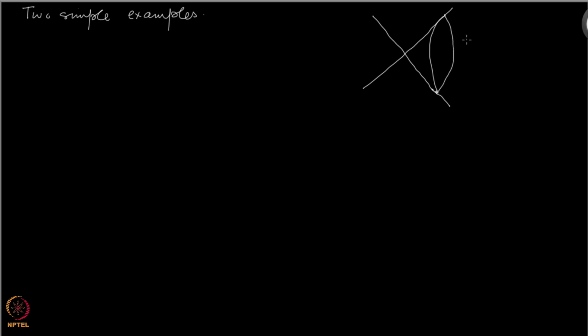Okay, I want to give two simple examples. So, first is this Feynman diagram. I have a 4-point vertex here and a 4-point vertex here. So, clearly this is from phi-4 theory.